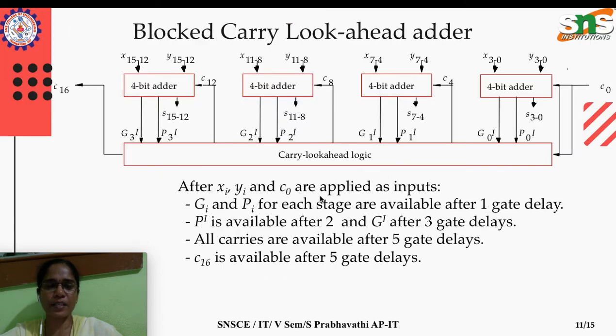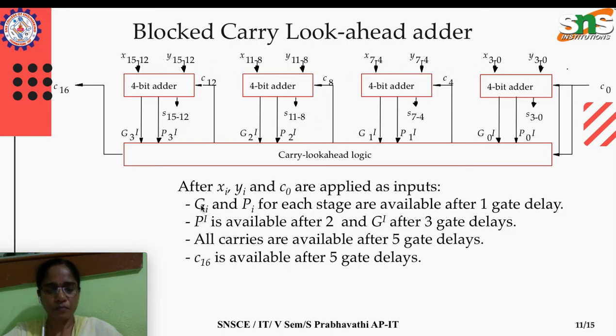And this is the complete blocked carry look ahead adder. So far we have seen only this 4 bit adder, and we are cascading it 4 times, so totally 16 bits. Each 4 bit adder will do only 4 bits of operations, and then the next 4 bits, y4, y5, y6 and y7, and here y8, y9, y10, y11, and finally y12, y13, y14, y15, so totally 16 bits.